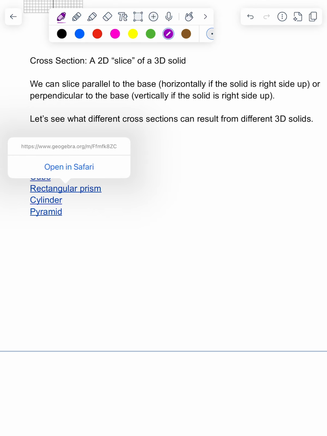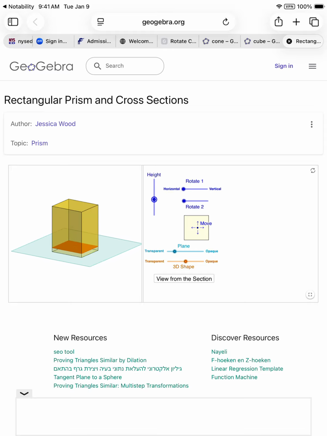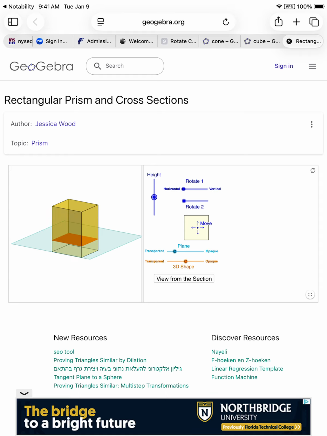Let's check out a rectangular prism. A little bit different than a cube, because a cube is made up of squares, and a rectangular prism is made up of rectangles, right? So rectangles have a different length and a different width. So parallel to the base, we're going to get rectangles, the same rectangle. And that makes sense because the bases are rectangles. And if I do a vertical cross section, it's going to be a rectangle as well. And that makes sense because the faces are rectangles.